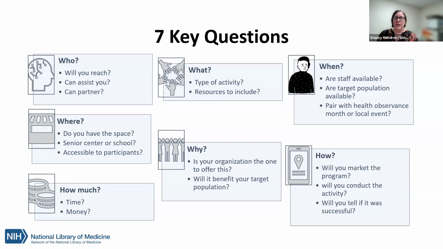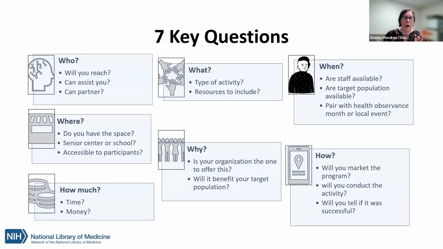So who? Think about your target population, who in your organization can assist you, who in your community might be an expert or know an expert, and who are potential partners. What type of activity or program do you want to provide? Will you provide information or offer a program with a speaker? What resources are available from the National Library of Medicine or other agencies that you can use? What are the community health needs, and what evidence of this do you have?